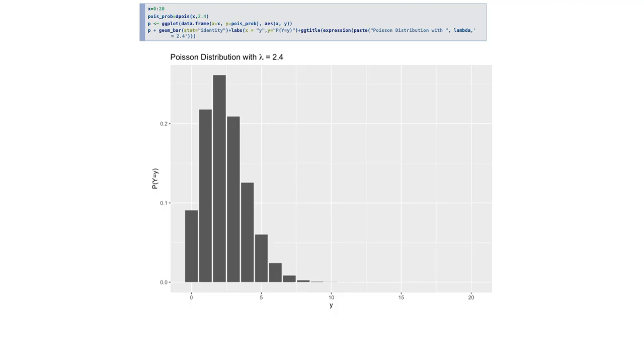It peaks close to the mean. That's 2, then 1, etc. And then it often has this kind of tail that dies off quickly. Obviously, as you move the mean up, it moves to the right. If the mean gets big enough, it'll start looking symmetric, like a normal.